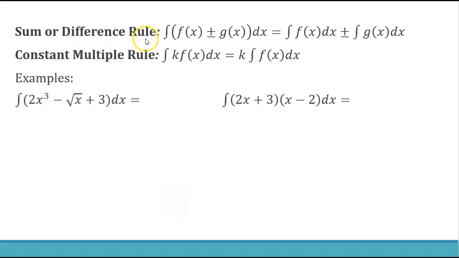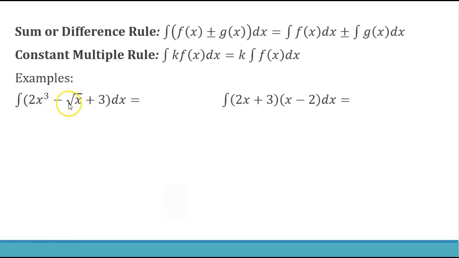So we have a sum or difference rule similar to derivatives, where if I'm trying to find the antiderivative of f of x plus or minus g of x, I can take the antiderivative of each piece separately. And I also have a constant multiple rule where I can take any constant, any number, outside of the indefinite integral or the general antiderivative. So here, we're going to go ahead and look at a few examples.